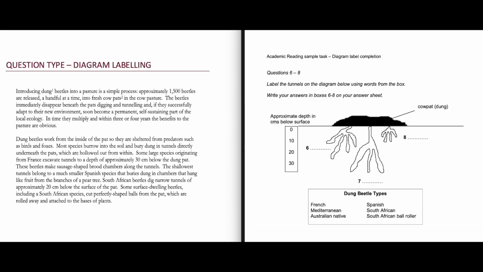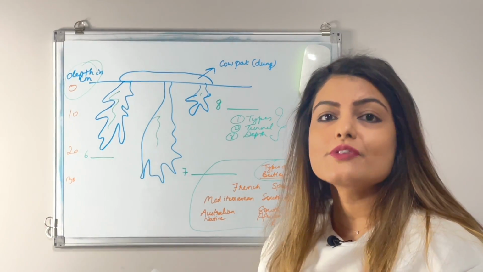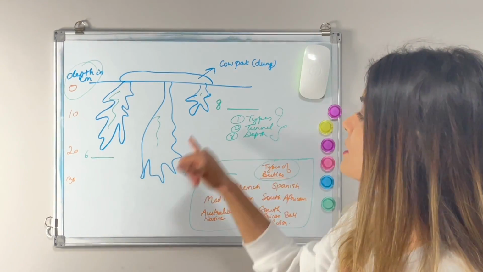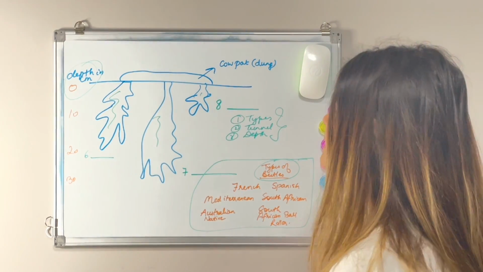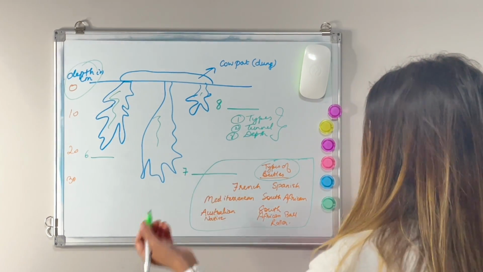We can see that in the third line it says that some large species originating from France excavate tunnels to a depth of approximately 30 centimeters below the dung pad. So which means the large species from France, they dug tunnels 30 centimeters below the dung pad. So in this case, the correct answer for this one would be the French.